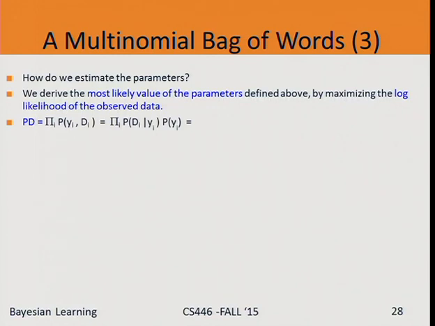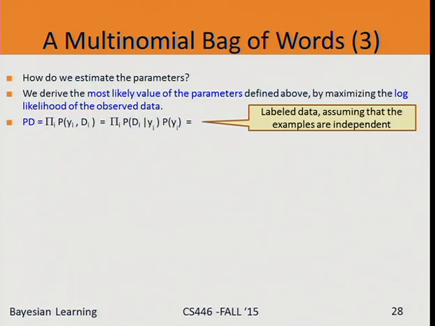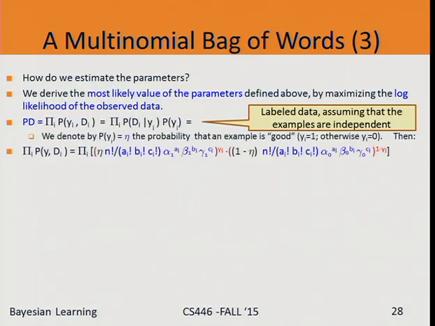So the probability of the data is the product over all the data I've seen, P of Y, comma D, which I can write as product over all i, P of D given Y, P of Y. I have labeled data, so not a big deal. I can write it down. Now, I'm going to use the following notation. The P of Y being 1, I'm going to call eta. This is the probability that an example is good.